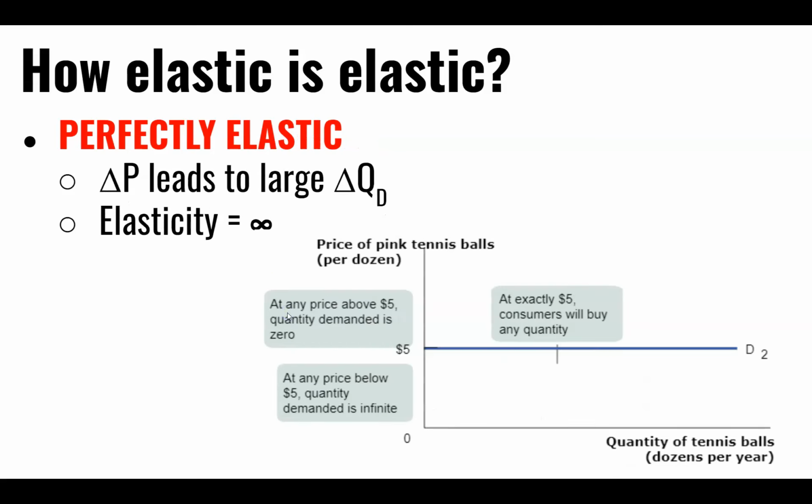Perfectly elastic, on the other hand, is when a demand curve is horizontal. A change in the price leads to an infinitely large change in quantity demanded. Essentially, if you charge me 1 penny more than the price, I will buy 0 products. I will want none of them. And if you charge me 1 penny less, then I would essentially want an infinite amount of the good. So perfectly elastic is horizontal.